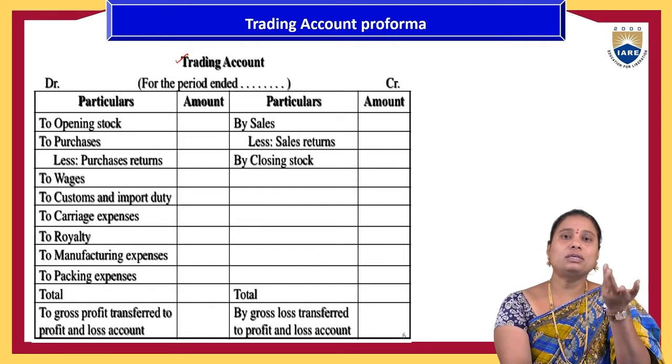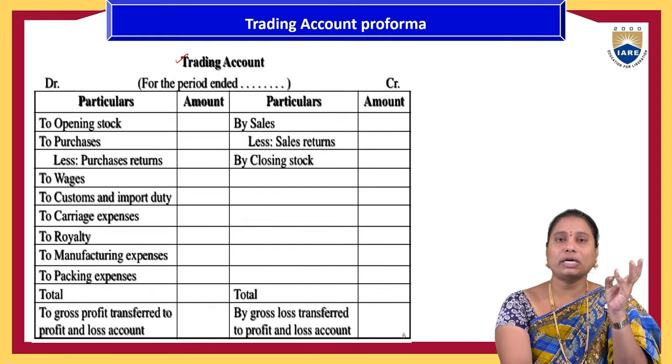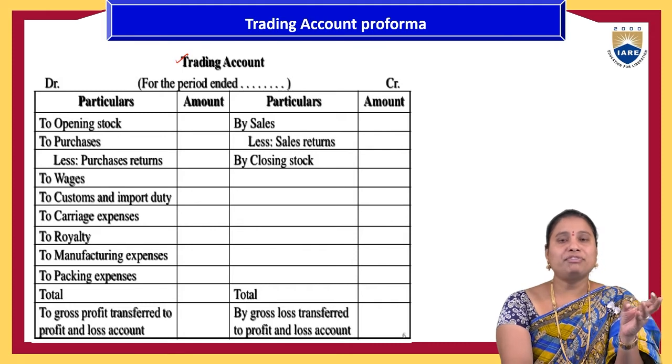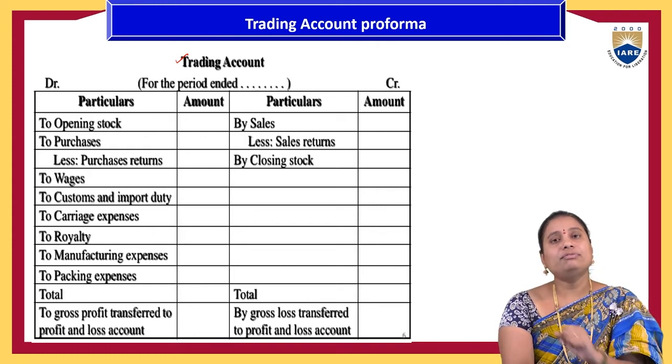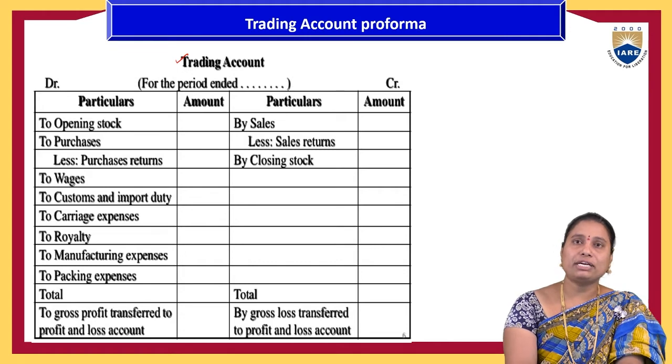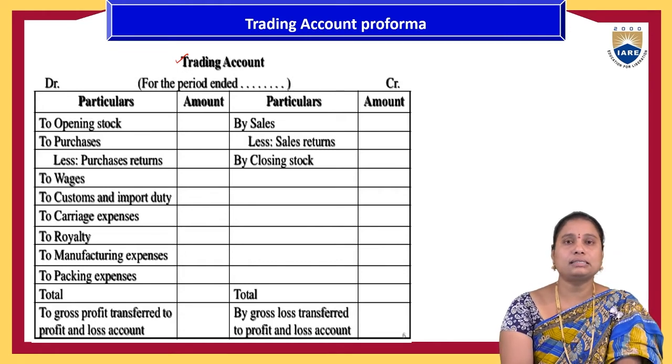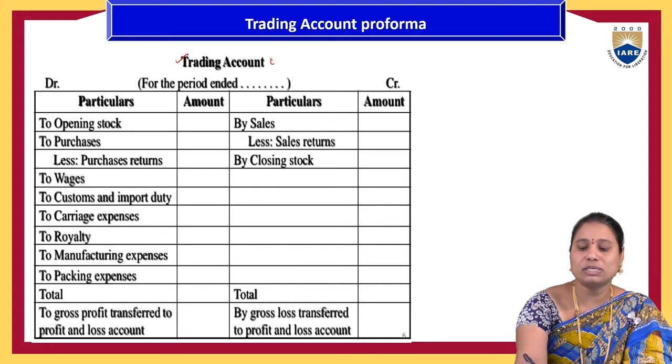Before that, the organization will prepare the journal day to day. They will prepare the ledger every month. They will prepare the trial balance quarterly, half yearly, like this. But at the end of the financial year, they start the final accounts with the trading account. That's why the title will indicate the trading account of XYZ company.